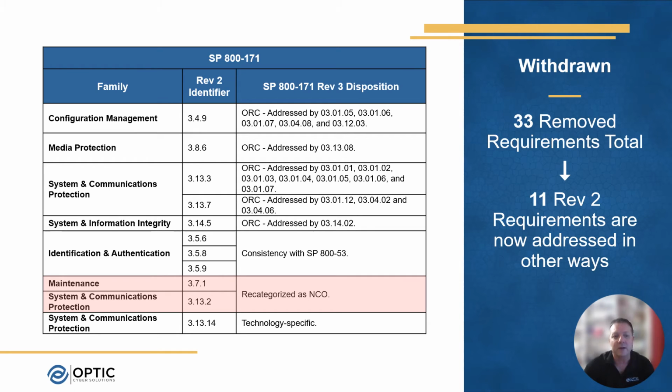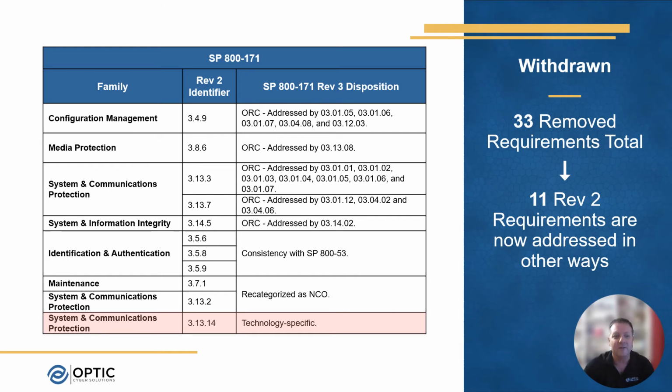And then 3.13.2 was to employ architectural design, software development techniques, and system engineering principles that promote effective information security within organizational systems. And again, this was deemed as an NCO, and honestly, we'll see those capabilities actually addressed in other areas of Rev 3. So again, this is another example of still good things. We're still going to do maintenance on our systems, but it's not directly going to be required from within Rev 3.